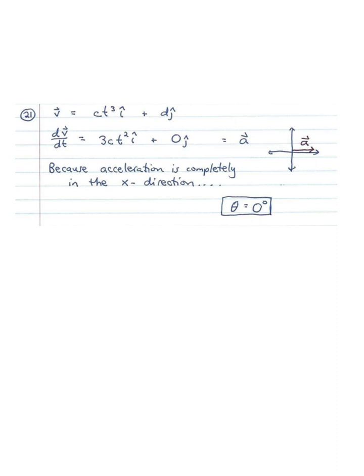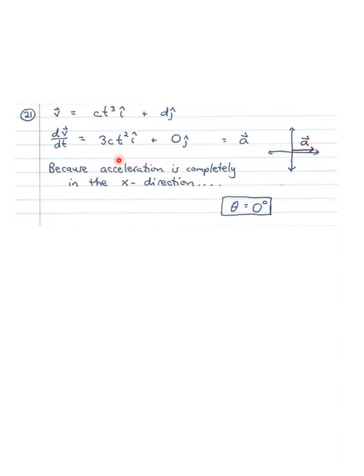Number 21, an object's velocity is given there, and C and D are positive constants with appropriate units. What's the direction of the object's acceleration? So here I've written out the velocity vector. We want to know about the acceleration, so take the time derivative of each of those components. In the x direction, c t cubed becomes 3c t squared. In the y direction, the constant d, the time derivative just becomes 0. And so the acceleration is purely in the x direction.